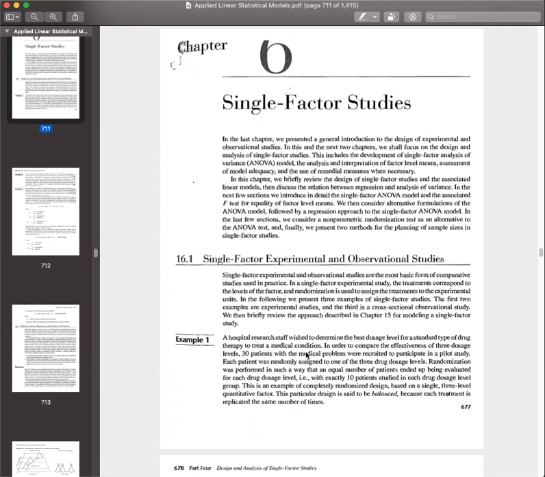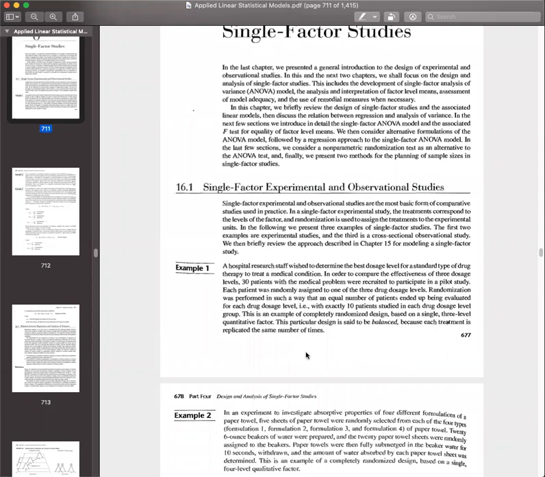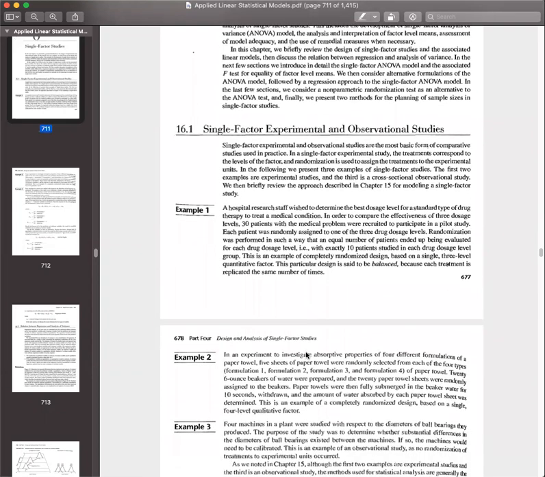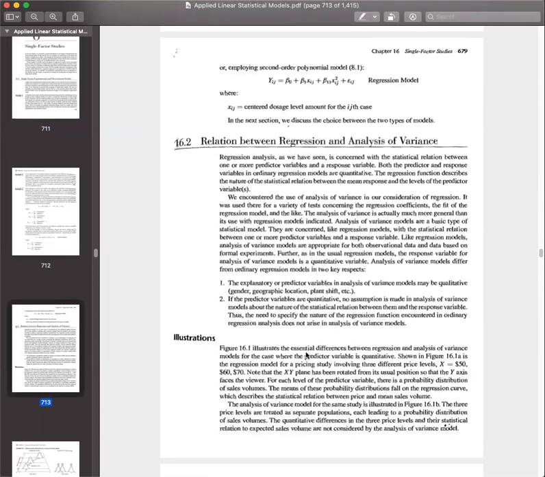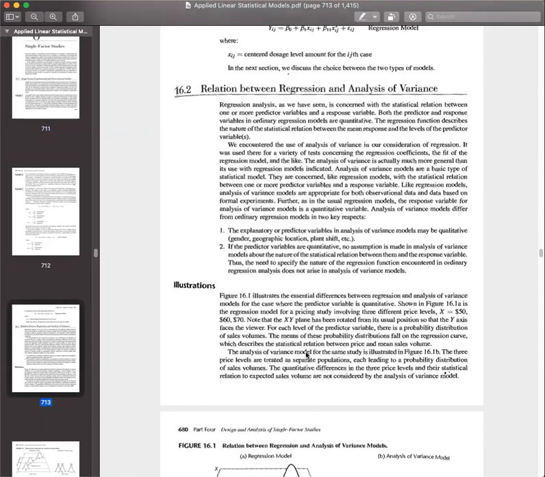The single factor experimental and observational studies. Single factor experimental and observational studies are the most basic form of comparative studies used in practice. In a single factor experimental study, the treatments correspond to the levels of the factor, and randomization is used to assign the treatments to the experimental units. So, the relation between regression and analysis of variance.